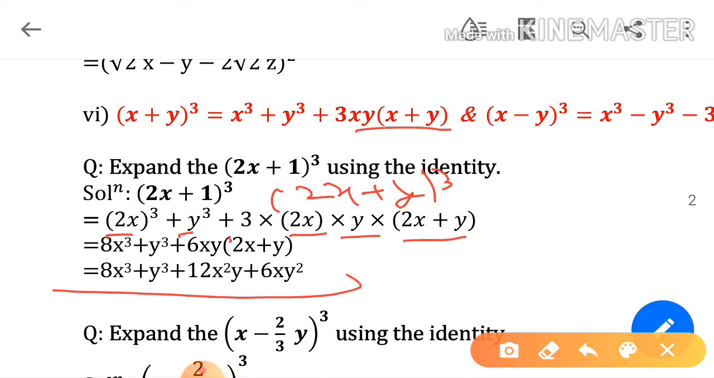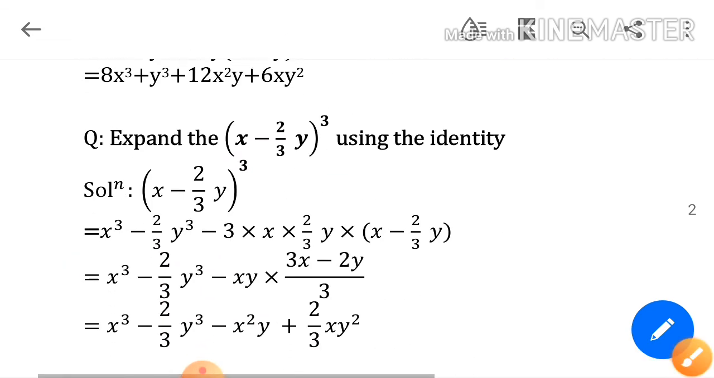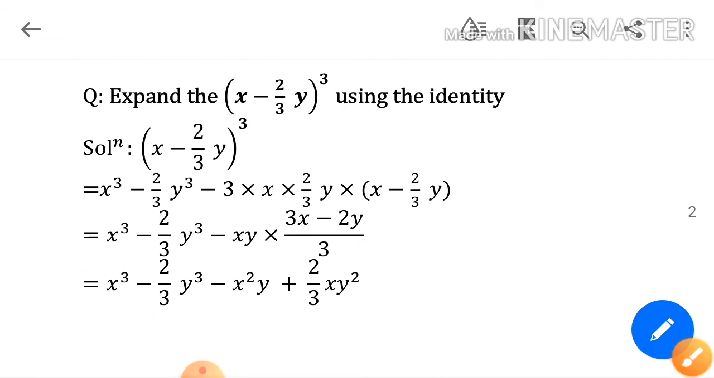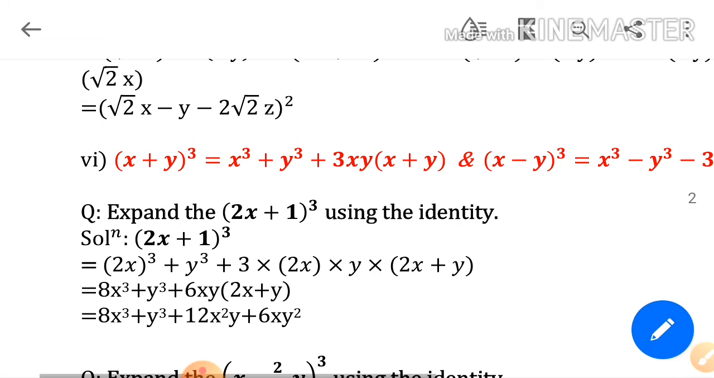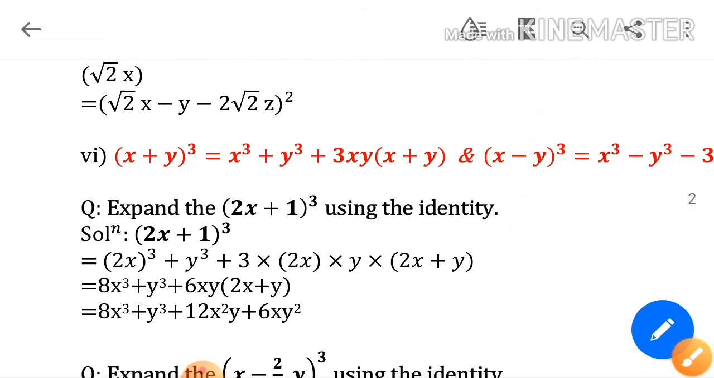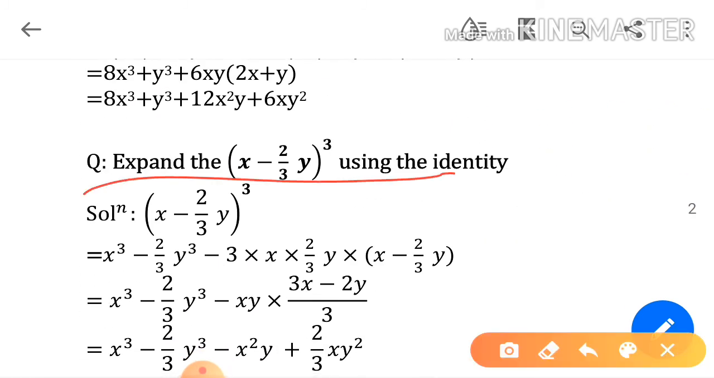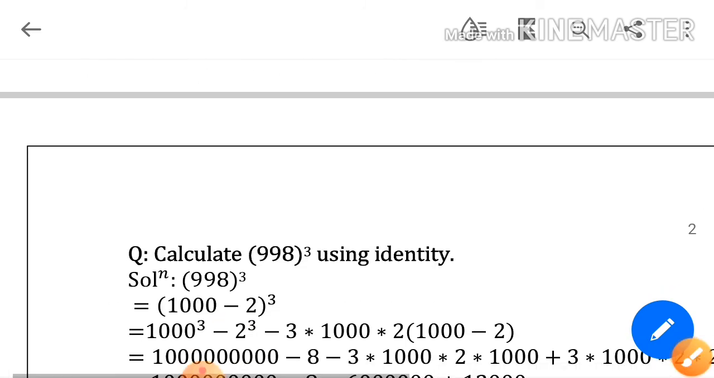After calculating, we are finished with this term, and I have calculated it by this identity. You can see the note.